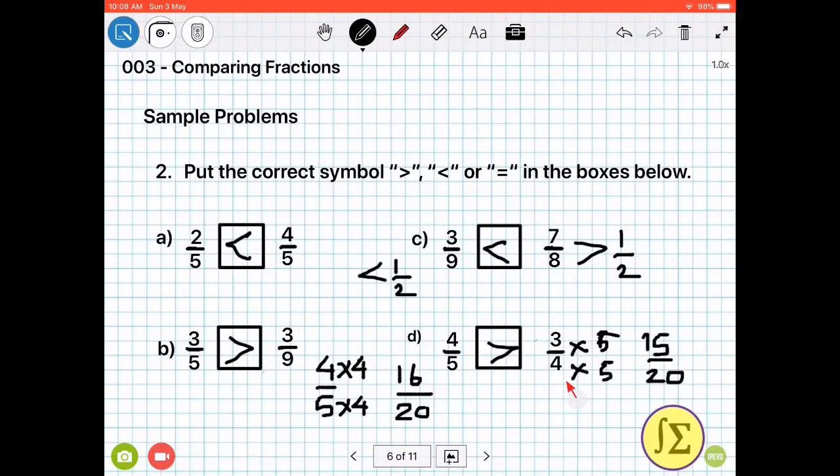I've got some worksheets that are based on today's lesson, which is comparing fractions. It would be good if you guys try these problems out, and I will provide my answers in the next video.